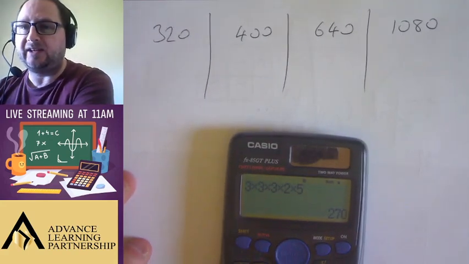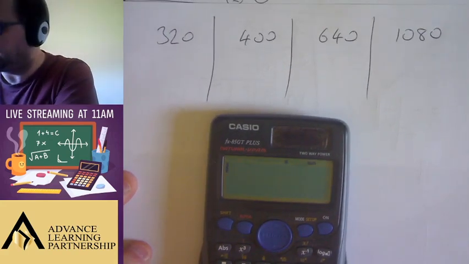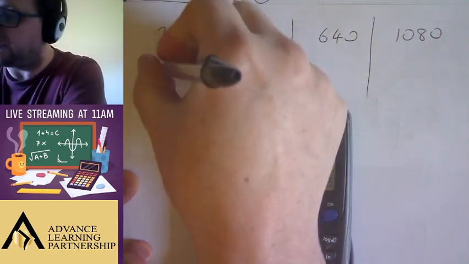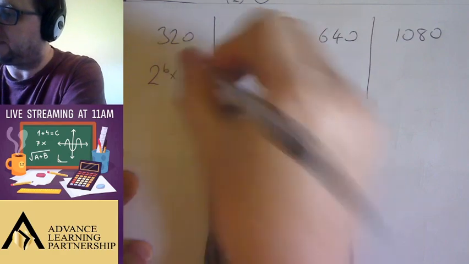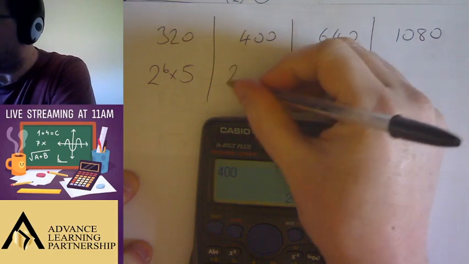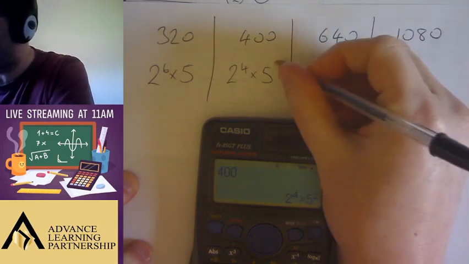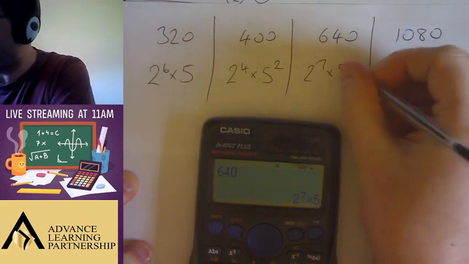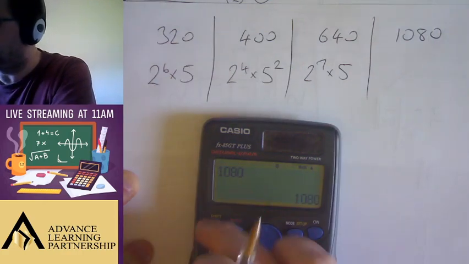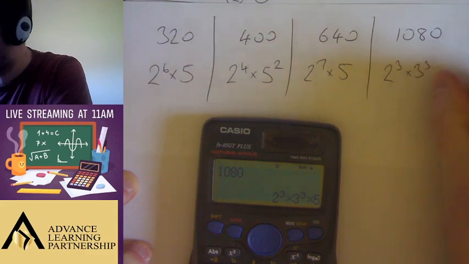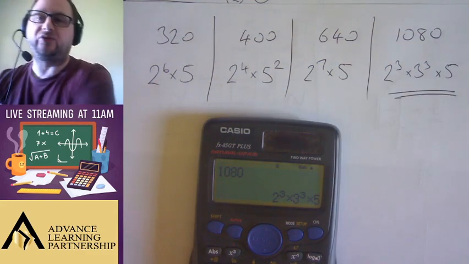Okay, so final bit of today then. Hopefully you pressed the pause button, you had a go at these. Just going to press the factorisation key to get each one. So that's 2 to the 6 times 5. That's 2 to the 4 times 5 to the 2. That's 2 to the 7 times 5. And that's 2 to the 3, 3 to the 3 times 5. Told you that was a tricky one, didn't I?